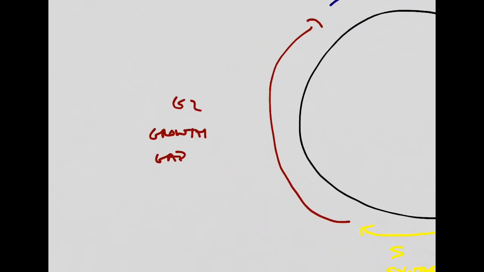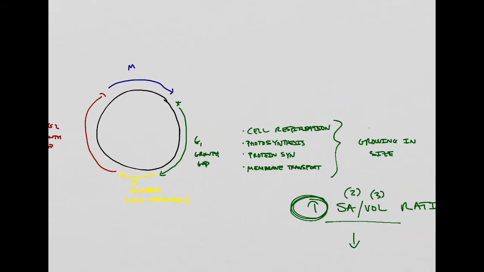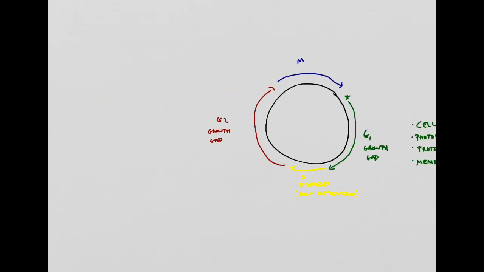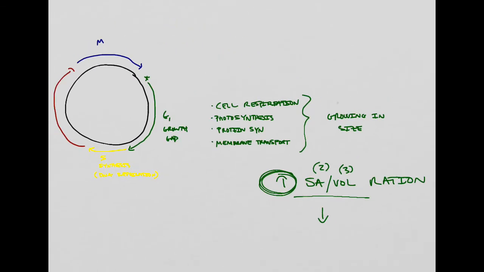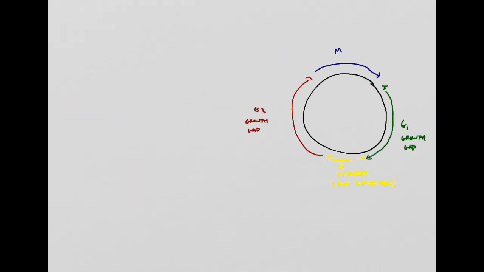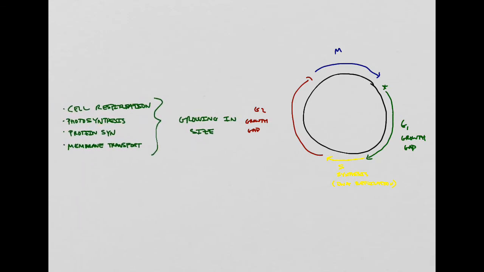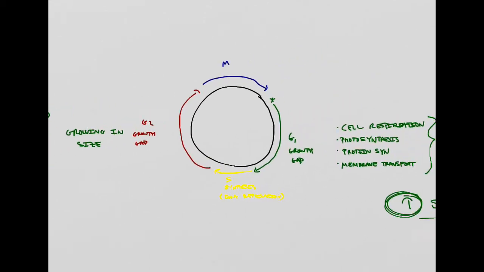Okay, moving on. G2 phase, the same exact things happen in G1 as G2. So the cell's growing in size, there's cellular respiration happening, photosynthesis, protein synthesis, membrane transport, all the normal day-to-day activities of the cell are happening in the G2 phase, and it's growing.